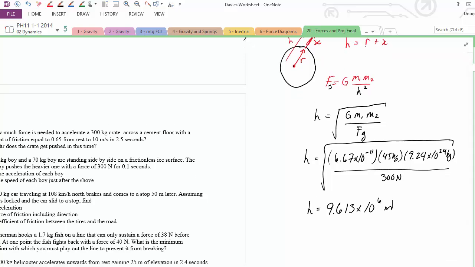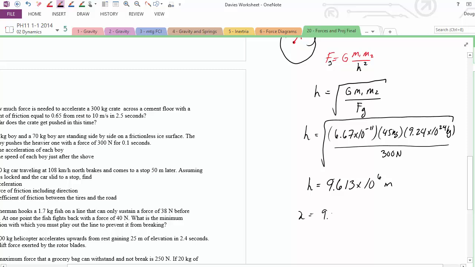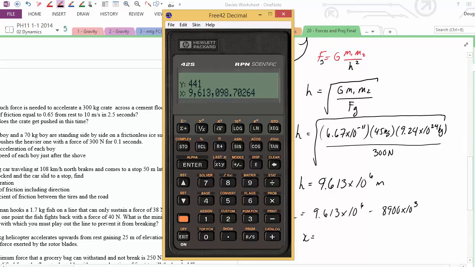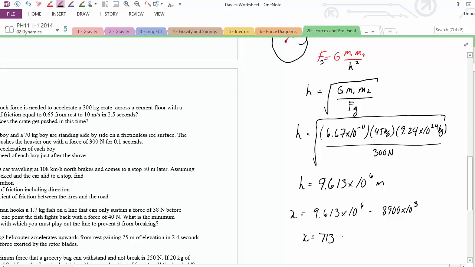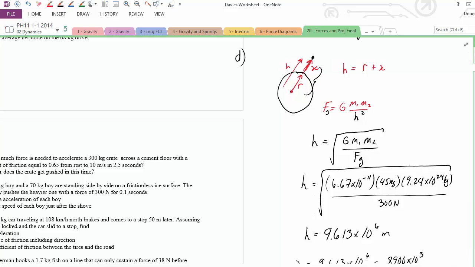And then I'll subtract the 8900 to get the r. So this total thing here is that number, 9.6 times 10 to the 6. To get that height x, I'm going to subtract the r. So I get 713 kilometers. Alright, so that's the first gravitational question.